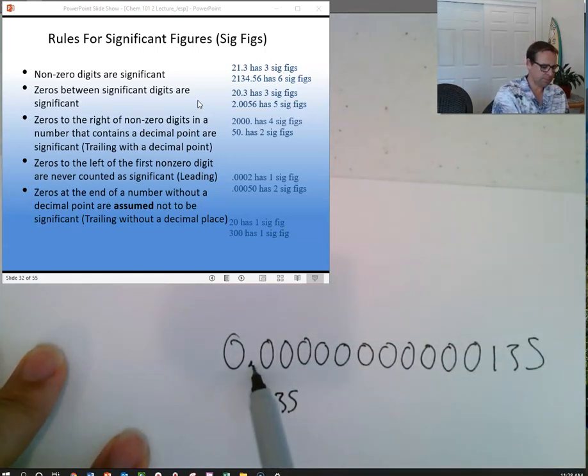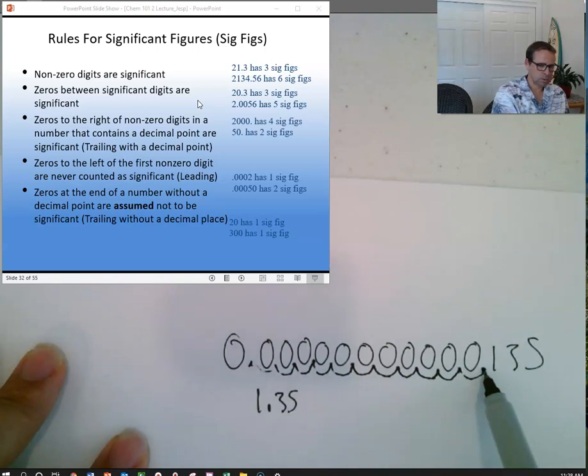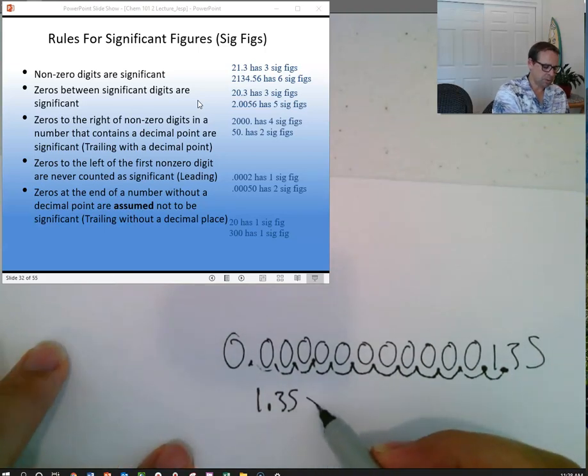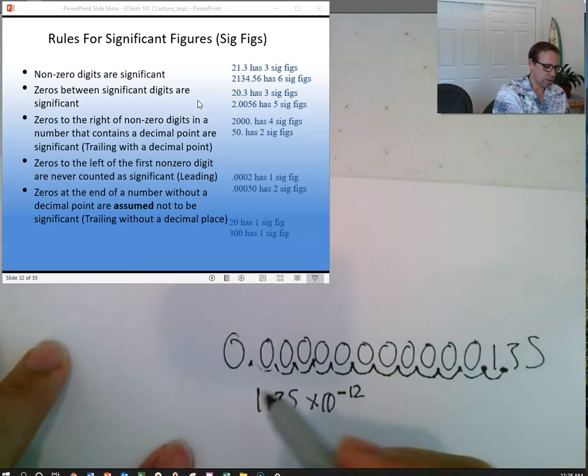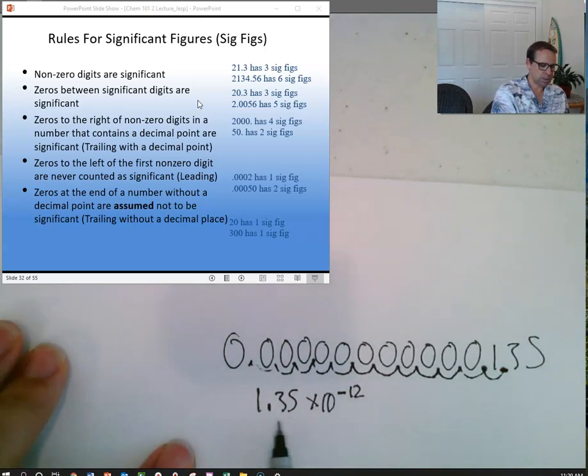Can you help me count them? 1, 2, 3, 4, 5, 6, 7, 8, 9, 10, 11, 12. 12. So 1.35 times 10 to the minus 12. Right? So now those two numbers are the same number. So instead of saying 0.000000000000135, I can say 1.35 times 10 to the minus 12.